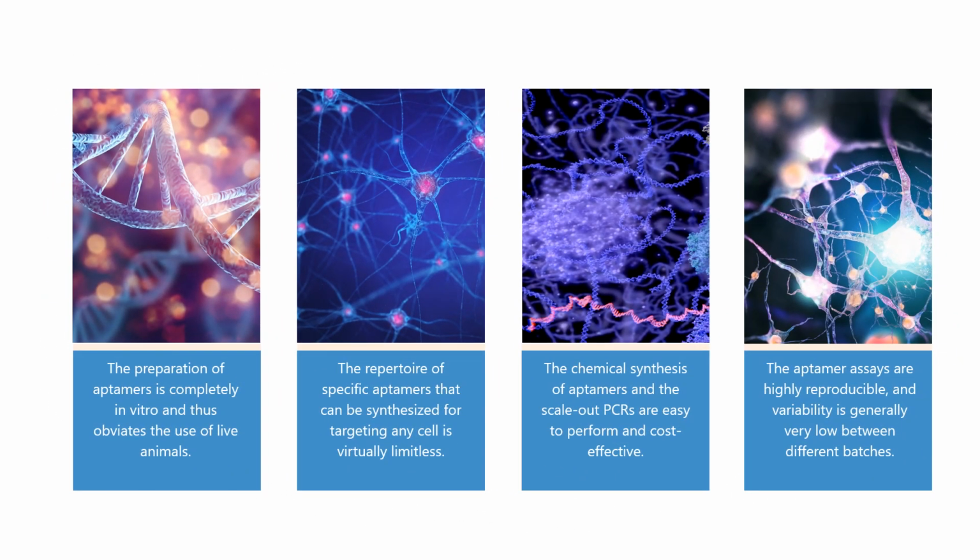Aptamers offer several advantages, especially over the antibody-based isolation methods. 1. The preparation of aptamers is completely in vitro and thus obviates the use of live animals and highly sensitive hybridoma cultures that are required for the generation of monoclonal antibodies. 2. The repertoire of specific aptamers that can be synthesized for targeting any cell is virtually limitless. 3. The chemical synthesis of aptamers and the scale-up PCRs are easy to perform and cost-effective. 4. The aptamer assays are highly reproducible, and variability is generally very low between different batches.